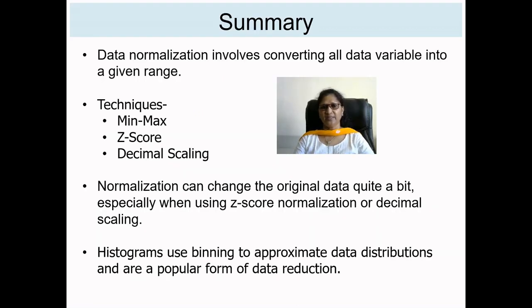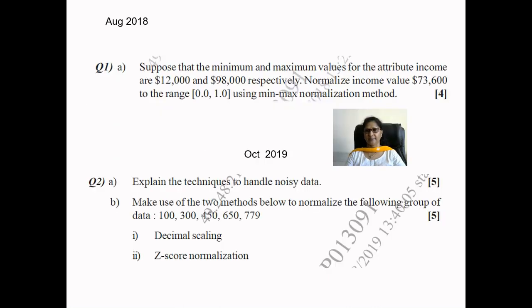So let us summarize what we learned. We learned that data normalization involves converting all data variables to a given range. And we learned 3 techniques for it: MinMax normalization, ZScore normalization and decimal scaling. Normalization can change a data quite a bit. And we have learned in an earlier video lecture, that was data preprocessing technique 1, and it is also used as one of the popular forms for data reduction.